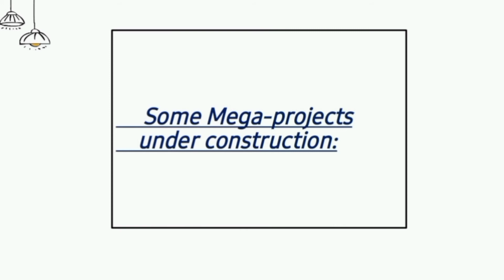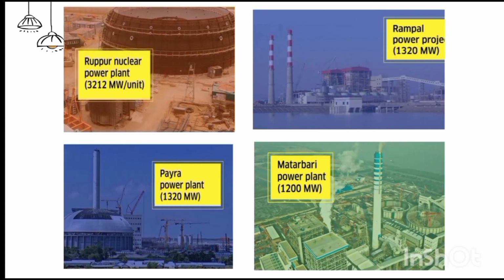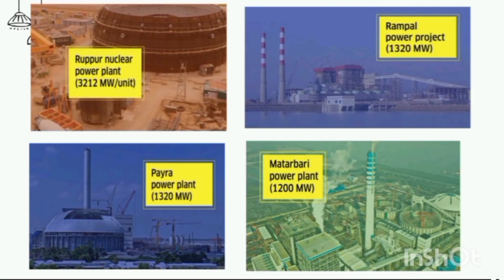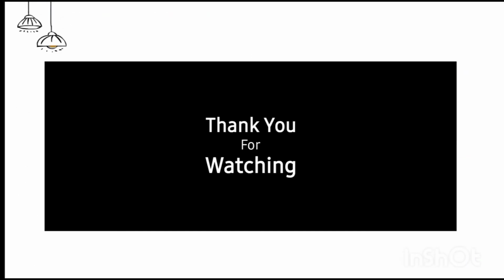To meet the future demand, construction of some mega projects is in progress, such as the Rooppur nuclear power plant, and its capacity will be 3,212 megawatt per unit. Secondly, the Rangpur power project. It will be capable of generating 1,320 megawatt. Thirdly, the Payra power plant, which will be capable of generating 1,320 megawatt per unit. And finally, the Matarbari power plant, and its capacity will be 1,200 megawatt. It will be a great advantage for Bangladesh.